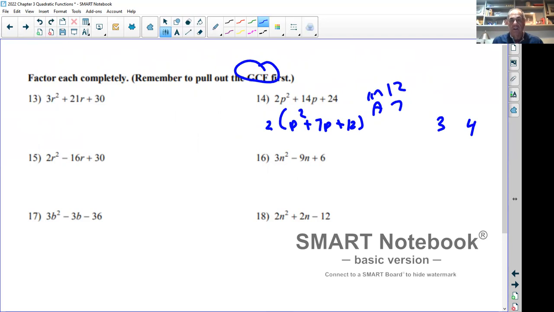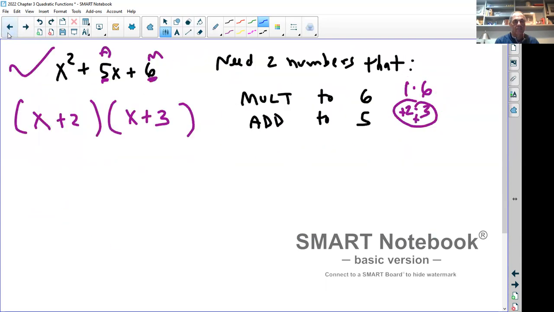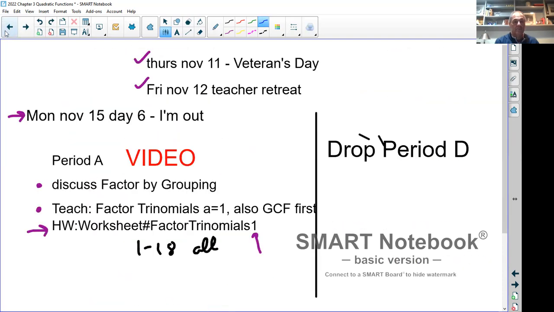Okay, kids? So there we go. I think that's our lesson. We've got this worksheet called Factor Trinomials 1, the whole thing.